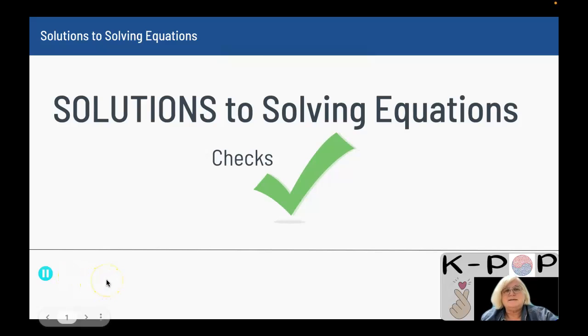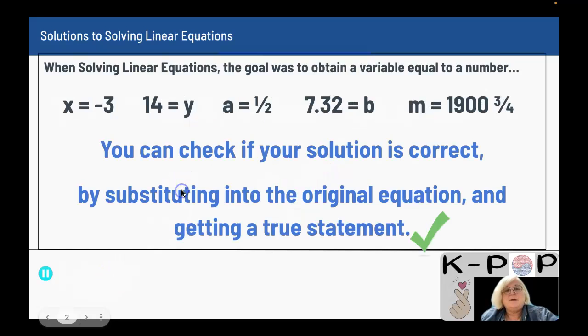This is the last lesson in this unit, and it's solutions to solving equations. When you have been solving linear equations, the goal was to obtain a variable equal to a number, like x equals -3, 14 equals y, 8 equals a half, etc. You can check if your solution is correct by substituting into the original equation and getting a true statement.